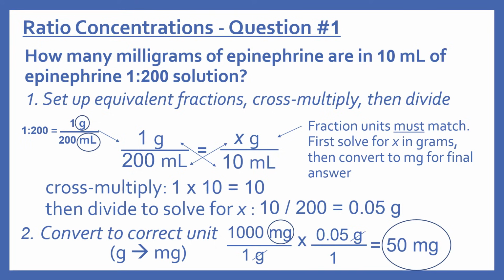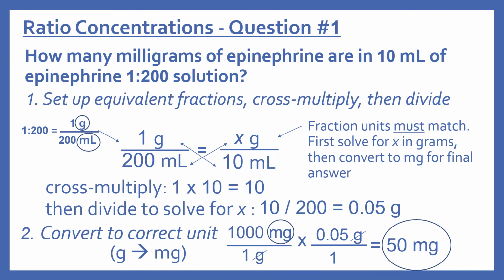Now we'll convert to the correct unit. We're going from grams to milligrams. So we'll do 1,000 milligrams per 1 gram. That's how many milligrams are in a gram. Times 0.05 grams over 1, just to put it over something, because the number over 1 is equal to itself. So now our grams cancel out because we have a gram on the top of a fraction and one on the bottom. We're left with the unit of milligrams. Now we'll do the math and multiply 1,000 times 0.05, and that equals 50 milligrams. So there are 50 milligrams of epinephrine in 10 milliliters of an epinephrine 1 to 200 solution.